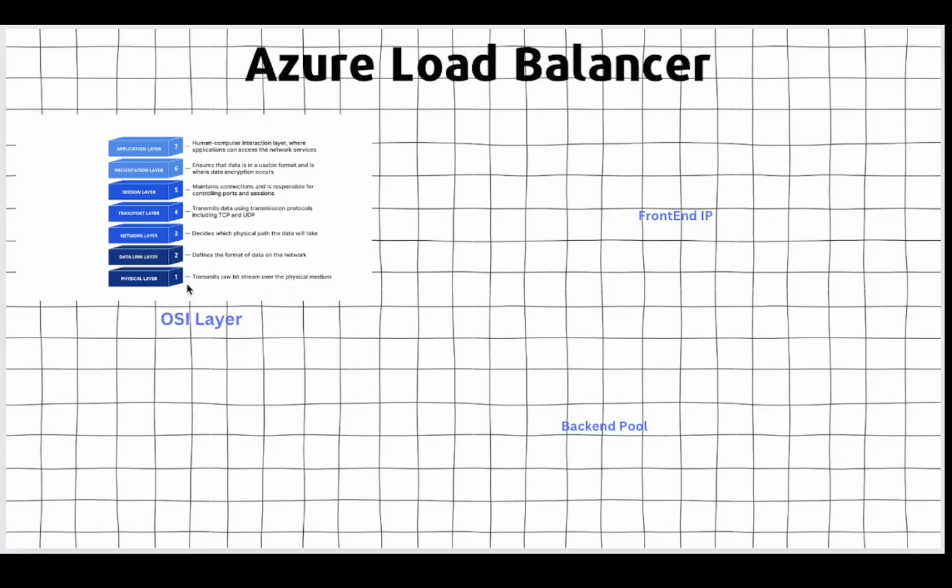The physical layer basically means your physical devices, switches, routers. The data link layer defines the format of data on the network. The network layer decides which physical path the data will take. The transport layer transmits data using transmission protocols like TCP and UDP. The sixth layer, which is the session layer, maintains a connection and is responsible for controlling the ports and the sessions.